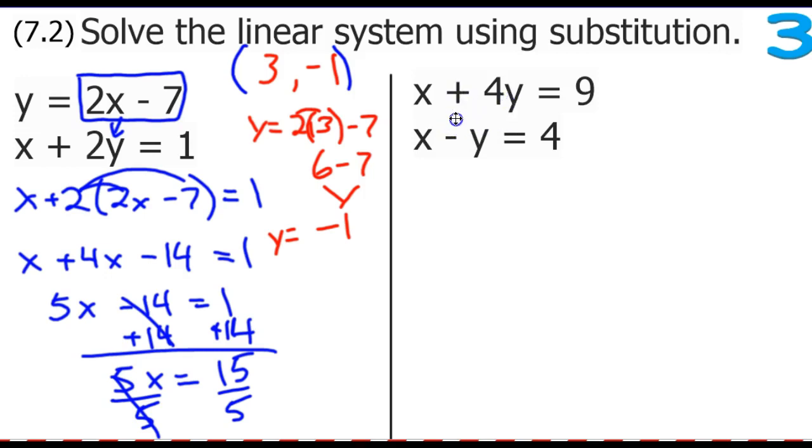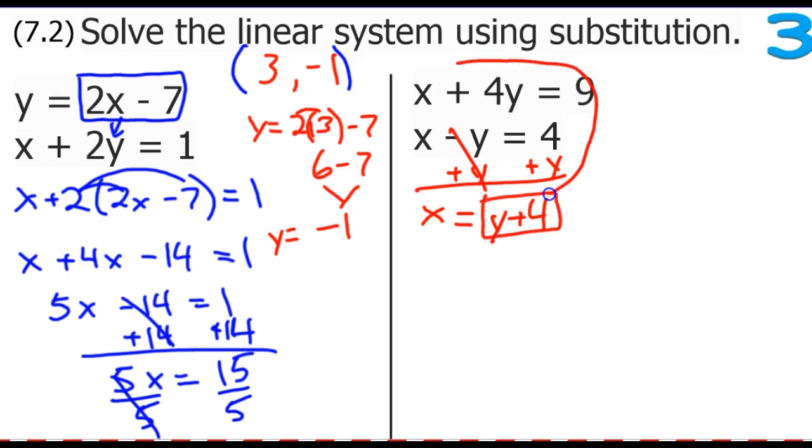Here we don't have a variable by itself, so we need to get one all by itself. I'm going to take this second equation, and I'm going to try to get x by itself. So I'm going to move the y over. I'm going to add y to both sides. And what we're left with is x equals y plus 4. So now we can take that y plus 4 and substitute it in for our x. So our new equation would be y plus 4 plus 4y equals 9.